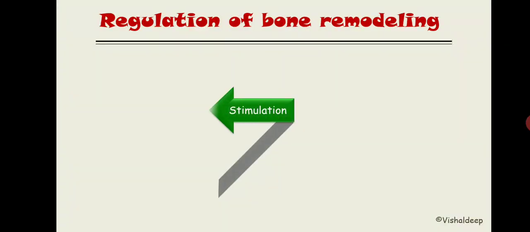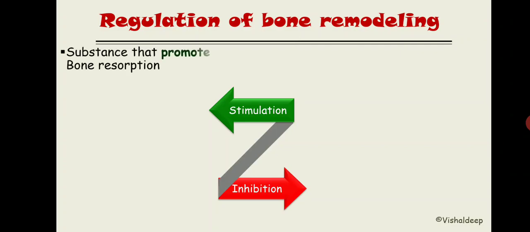Now how will this bone remodeling be regulated? Bone remodeling is regulated by bone resorption. A substance that promotes bone resorption will increase bone remodeling, and a substance that inhibits bone resorption will decrease bone remodeling, right? So let's enumerate first the stimulators or promoters of bone resorption, and then the substances that inhibit bone resorption.